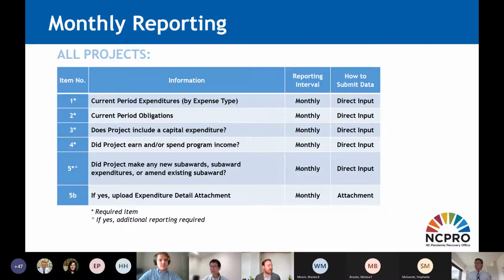There are questions about capital expenditures and program income. Depending on your response to that, there are some follow-up questions. And then if you have any subaward activity, as I mentioned, if you have committed or spent any funds outside of your agency, that would trigger an additional report that would be through an attachment, which gets into the more detailed data requirements.